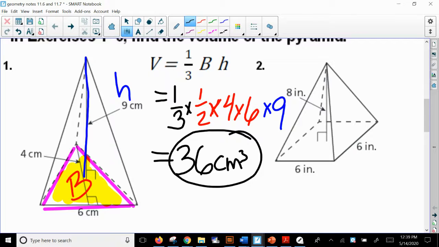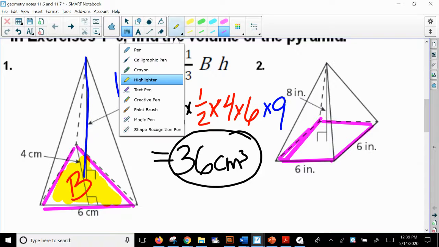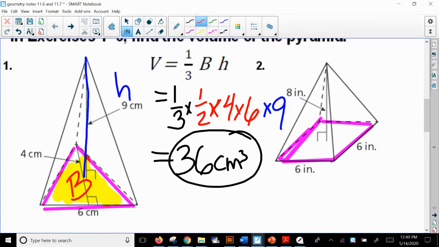Number 2. Again, it's a pyramid, and I'm looking at my base, and it kind of looked like a rectangle. However, I see that each side is 6. So since the sides are the same, I know that it's a square, but I know that the area of a square is length times width, just like a rectangle. Okay.